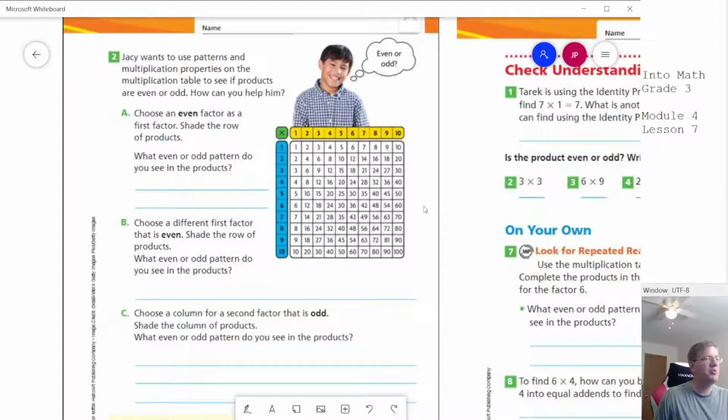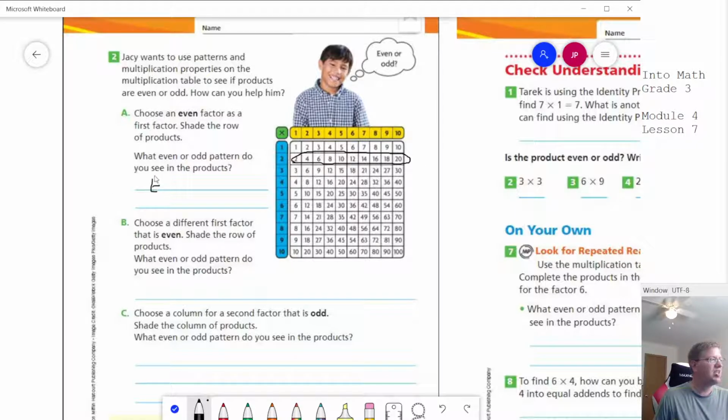So on the previous page, we would have filled in most of a multiplication table. For this particular problem, we are trying to find out if products are going to be even or odd. So if we choose an even factor, let's say I do the row for 2's and go ahead and circle that, I am going to get all even numbers. And it doesn't matter which row I choose. If I choose 4's, I'm going to get all even numbers. If I choose 6's, I'm going to get all even numbers. I think I will choose this one because we are going to use that on the next page as well.